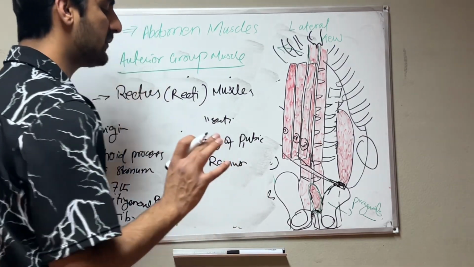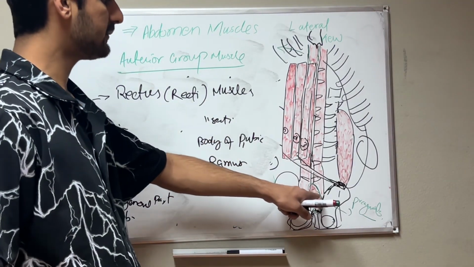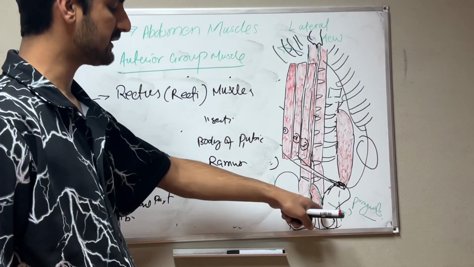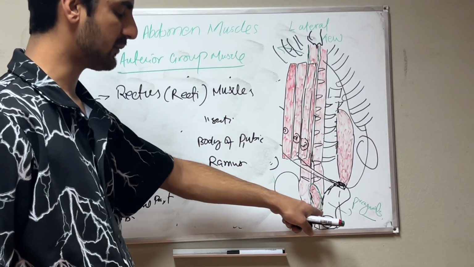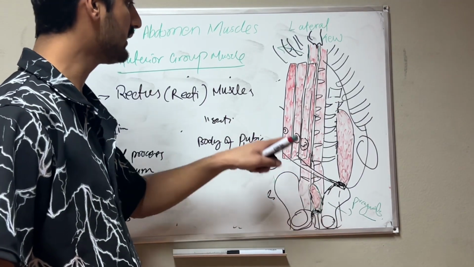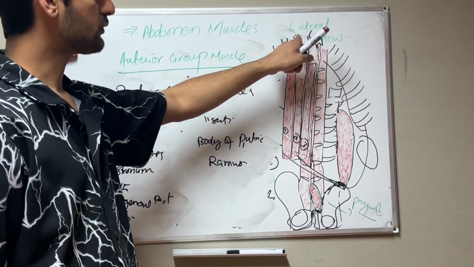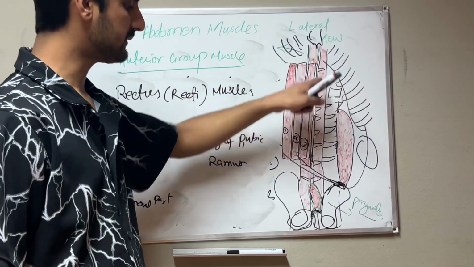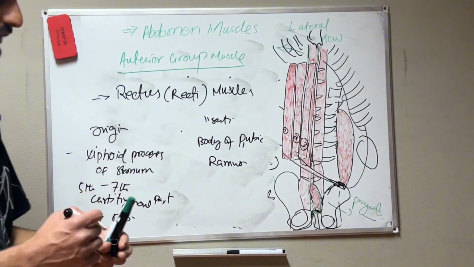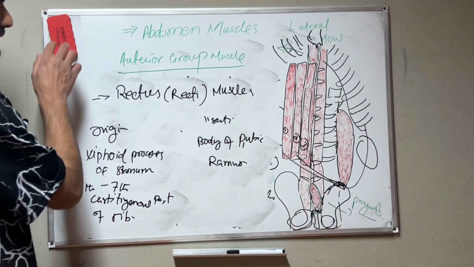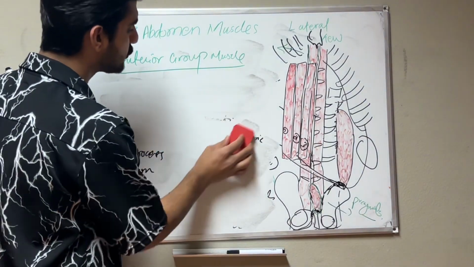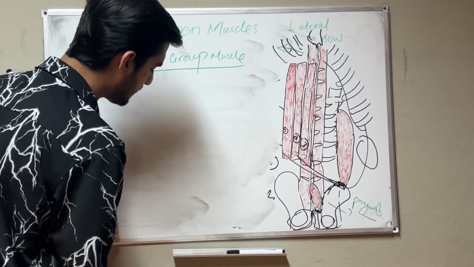These are the two muscles, pyramidalis and rectus. The pyramidalis originates from the superior ramus of the pubic bone and inserts into the linea alba. The rectus muscle originates from the xiphoid process of the sternum and the cartilaginous part of the fifth to seventh ribs, and inserts into the body of the pubic bone.